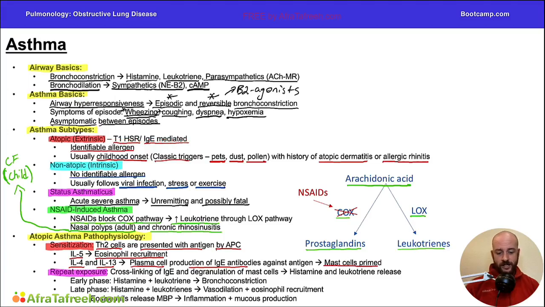When it binds to the IgE antibodies, it's going to cause them to cross-link, which is going to activate the degranulation of the mast cells, and two of the main degranulation products were histamine and leukotrienes. In the early phase, the histamine and the leukotrienes cause bronchoconstriction, whereas in the late phase, the histamine and leukotrienes are going to cause vasodilation and eosinophil recruitment, and the eosinophils are then going to squeeze out of those vasodilated vessels into the airways, where they're going to release major basic protein, which is going to cause inflammation and mucus production.